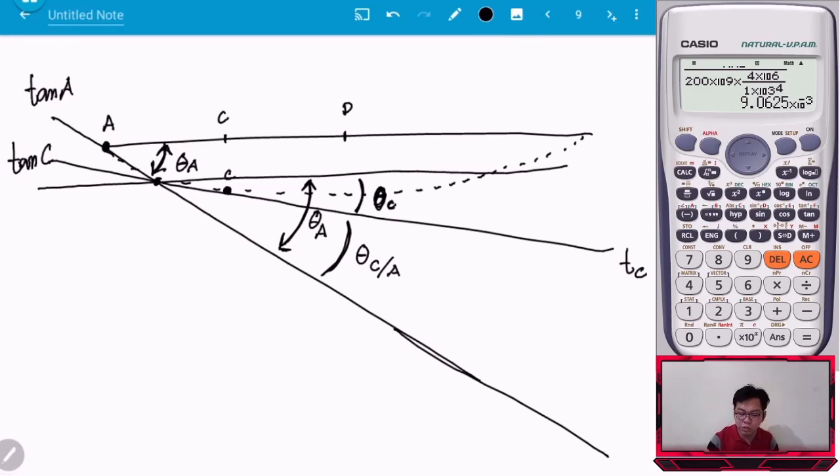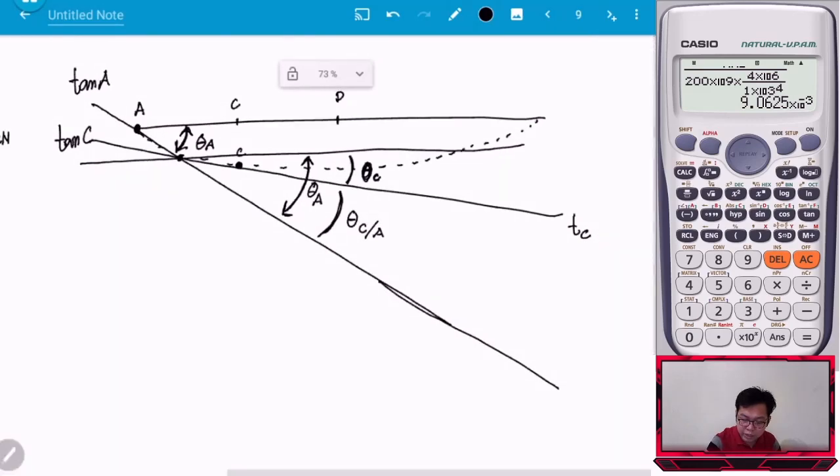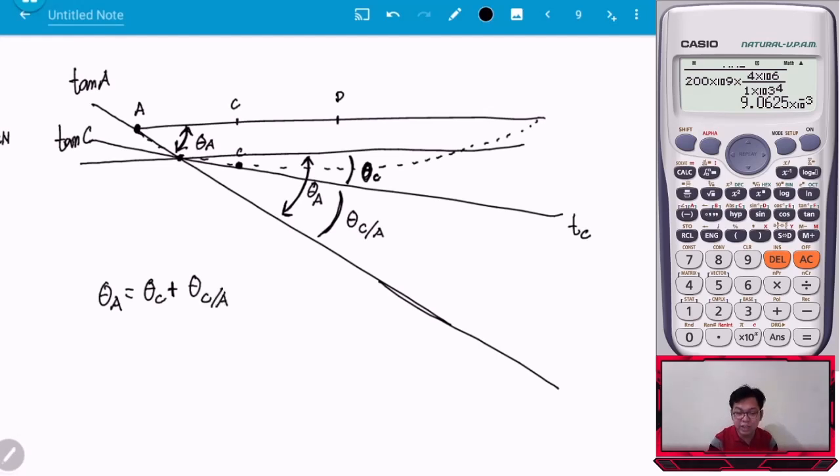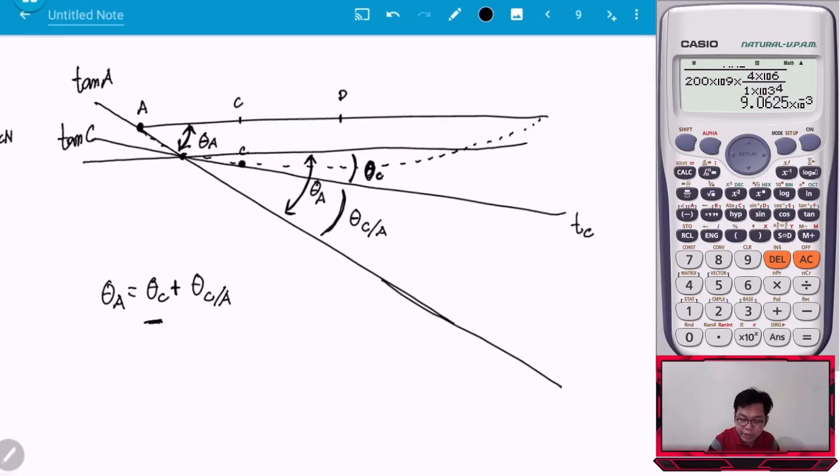Therefore, I can now create an equation: the slope at A is equal to the slope at C plus the change of slope from C to A. The question, I am interested here: can I solve the change of slope from C to A? Yes, from Theorem 1. Now, the question, guys, is how can I solve for the slope at A?